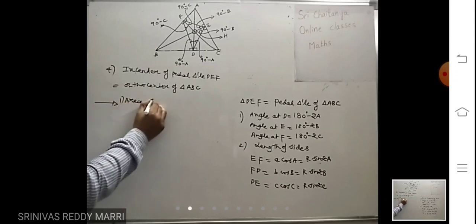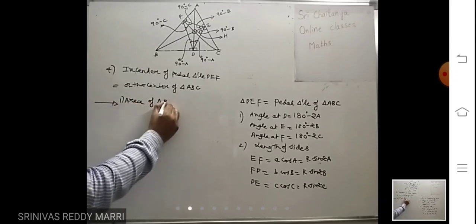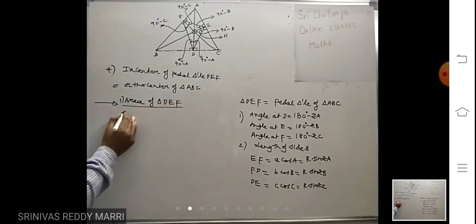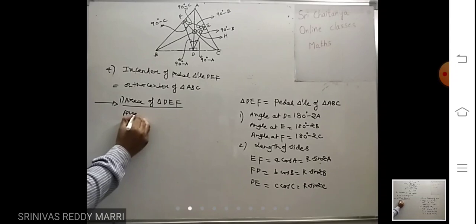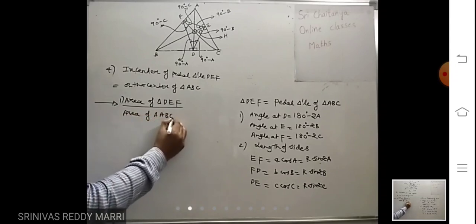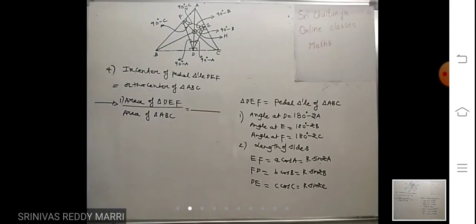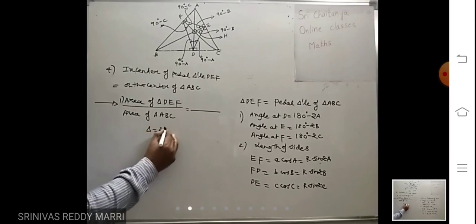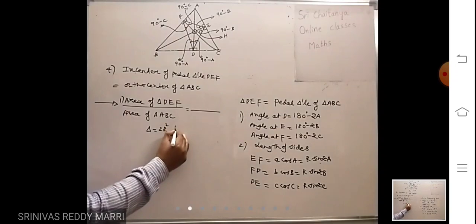First question: area of triangle DEF divided by area of triangle ABC, equal to dash. The question will be asked like this. Actually, what is the formula for calculating the area of a triangle? We have one formula, 2R square.